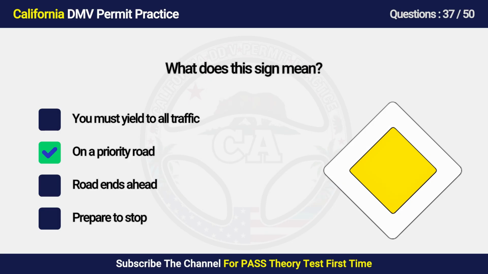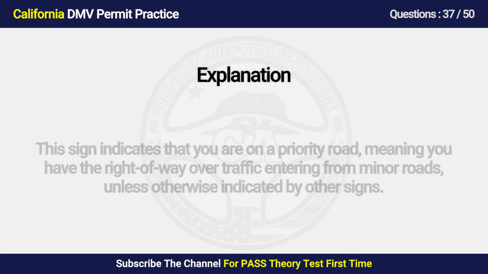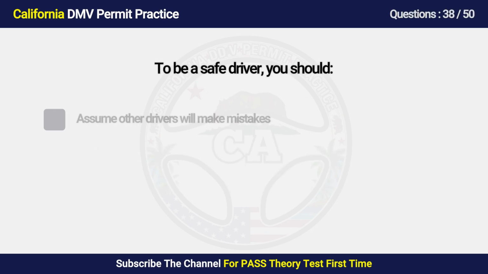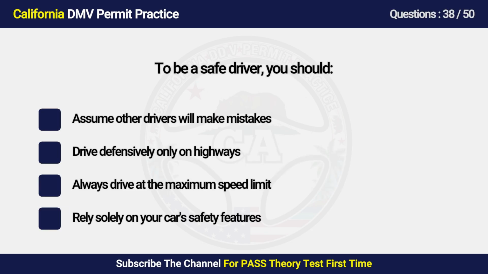Answer is B. On a priority road. This sign indicates that you are on a priority road, meaning you have the right of way over traffic entering from minor roads, unless otherwise indicated by other signs. Question 38. To be a safe driver, you should A.